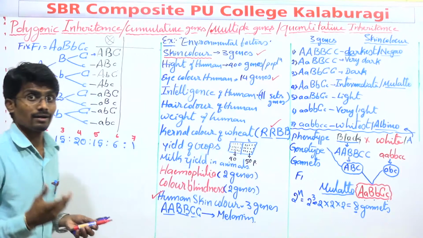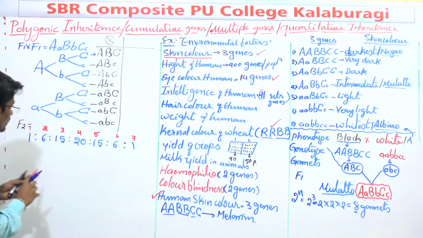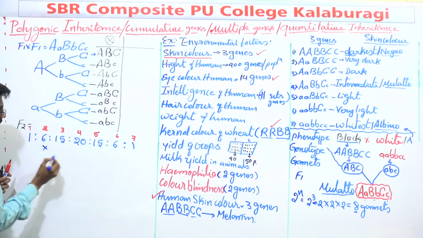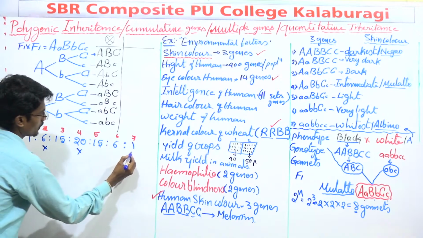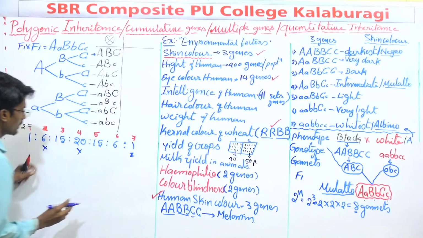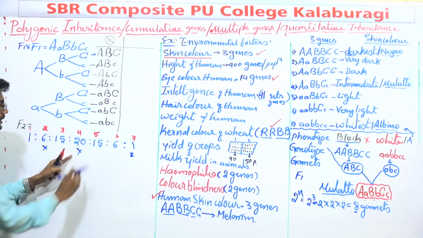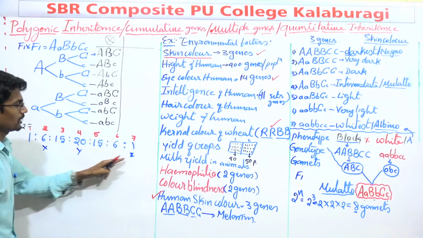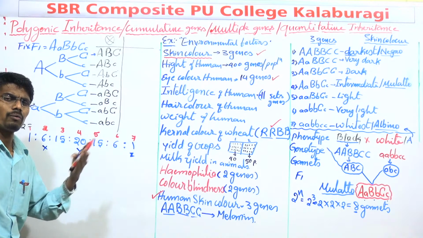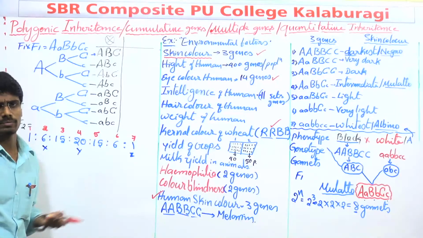Identify X, Y, Z. How will they do it? They will mark this as X, this as Y, this as Z. Okay? X means 6, Y means 20, Z means 1. These are the variety of questions they will ask in examinations.